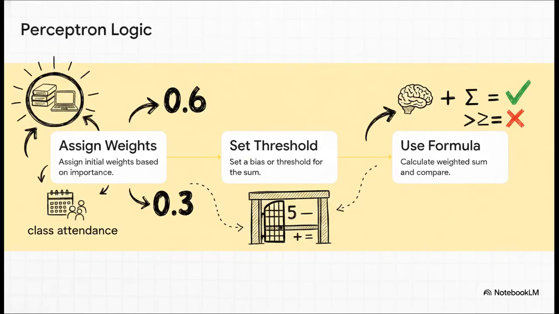To make this work, we're going to follow 3 simple steps. Step 1, choose inputs and initial weights. We'll assign a weight of 0.6 to study hours, giving it a pretty strong impact, and a weight of 0.3 to class attendance, which gives it a moderate impact.